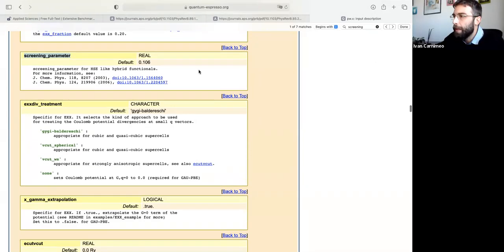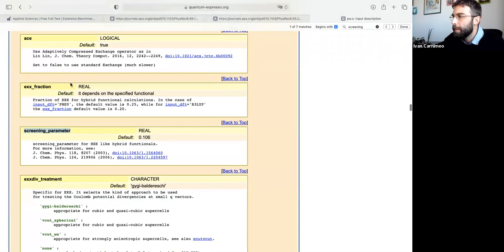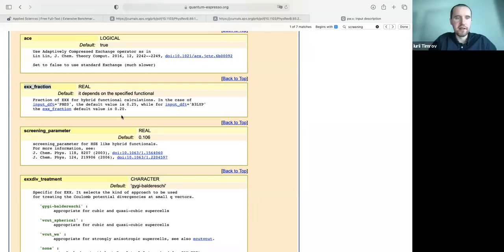Yeah, there are two questions. Exact exchange mixing parameter, I guess it is X6 fraction. And the other one is screening. Exactly. So apologies. The fraction of exact exchange is called exact exchange fraction. Here it is, so we can change it. And the screening parameter is specific to HSE.